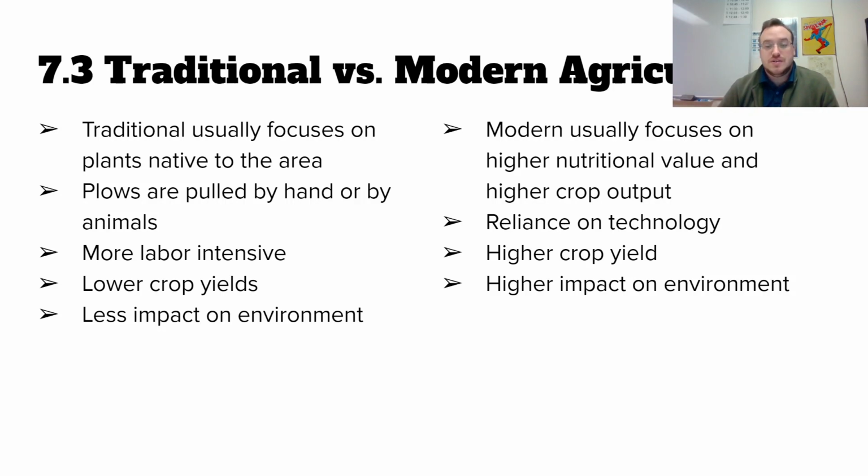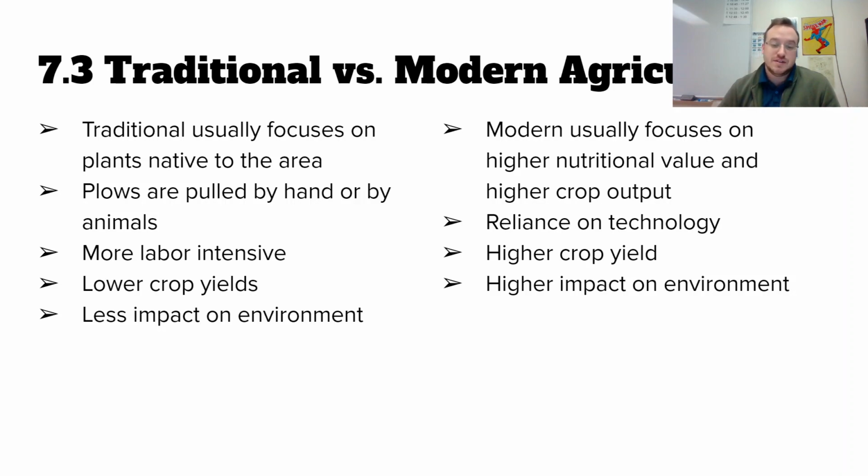While modern practices are going to have a focus on higher nutritional value, so we're getting more calories out and more nutrients out of the food, and getting higher crop yields. So more produce being produced and more nutrients in the produce. Right? It does usually require more technology through either irrigation or through the actual planting and maintenance of the fields. It has a higher crop yield, so we're getting more product out of it.